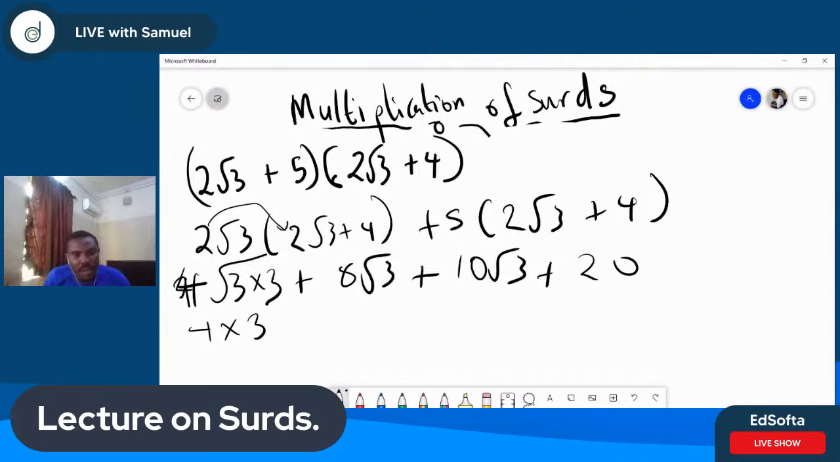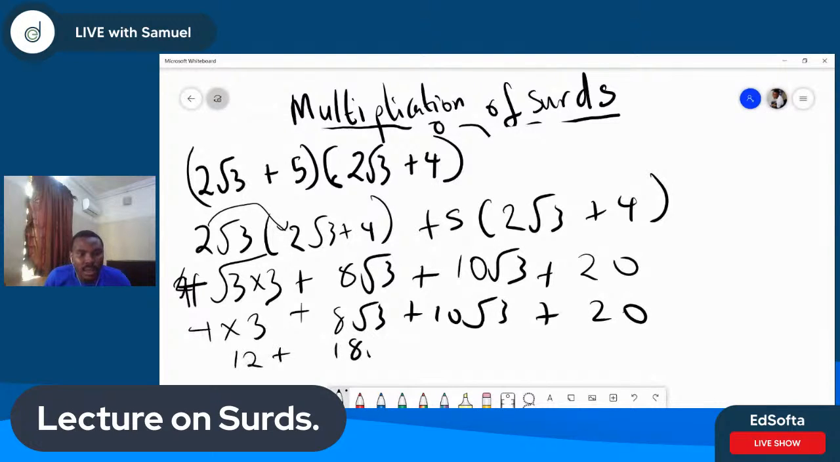So 4 times 3 plus 8 root 3 plus 10 root 3 plus 20. We can have, this is 12. So 12 plus 18 root 3 plus 20. That's 18 root 3 plus 32. And that's our answer. So multiplication of surds is way easier than the simplification and addition of surds. It's just your normal multiplication.